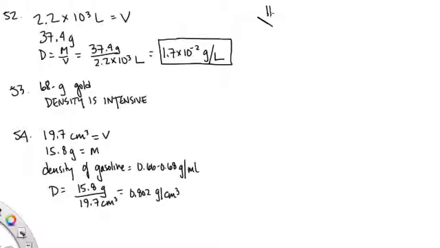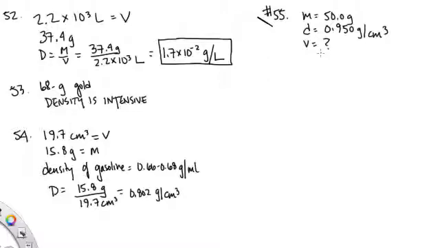In number 55, what's the volume in cubic centimeters of a sample of cough syrup that has a mass of 50 grams? So we know the mass is 50 grams. The density is 0.950 grams per centimeter cubed. So we need to find volume.